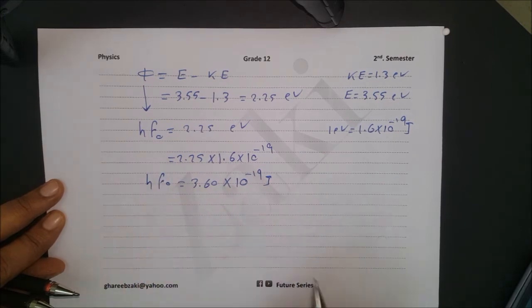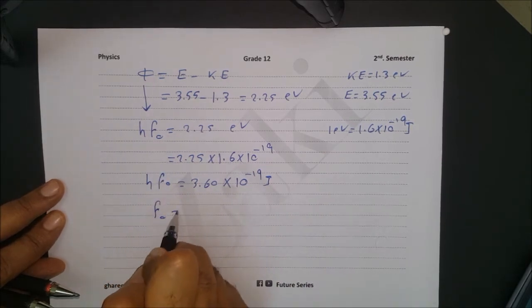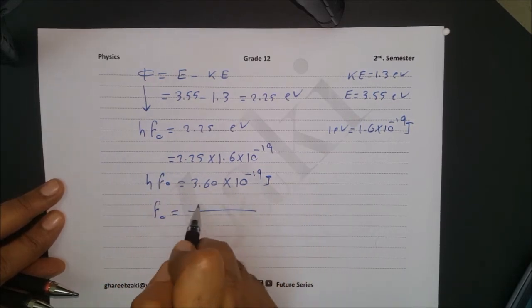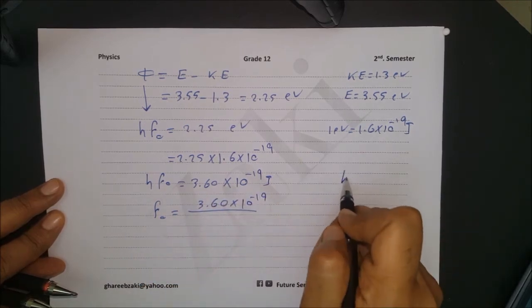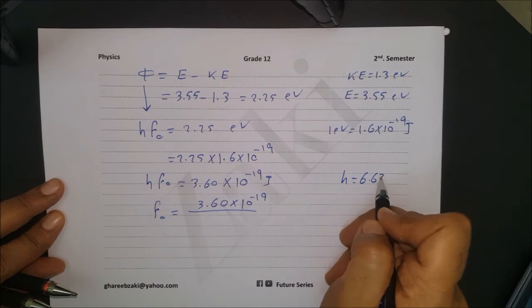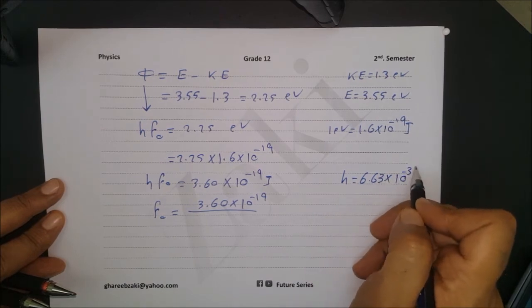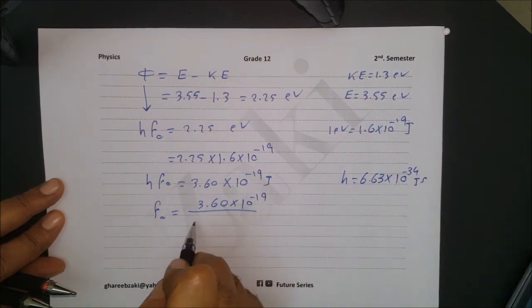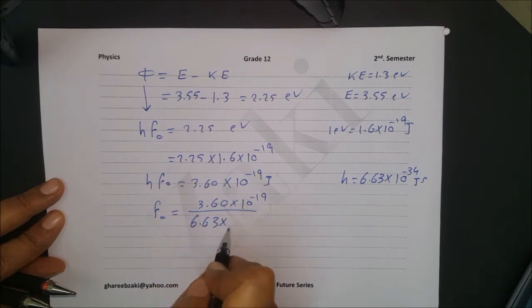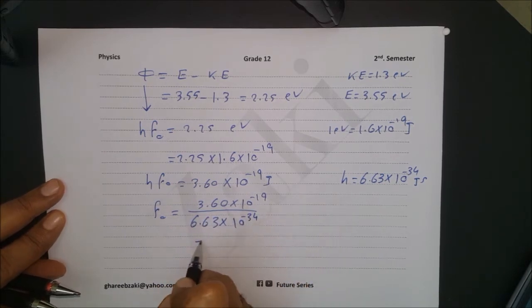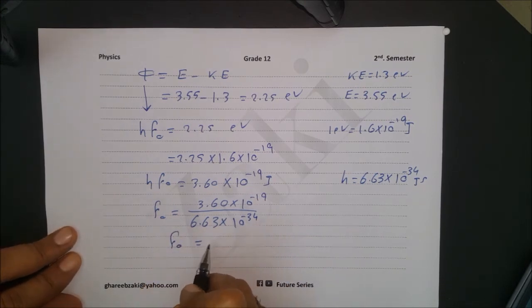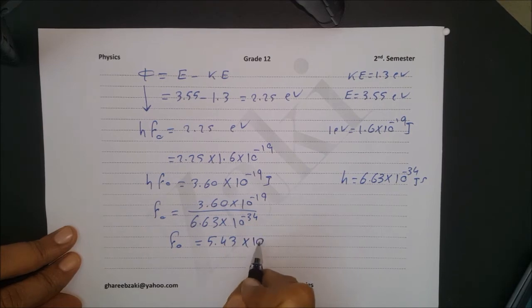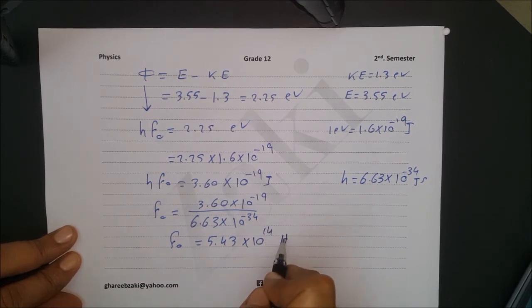This is hf naught. To get f naught, the threshold frequency, we divide by h. So it is 3.60 times 10 power negative 19, h equals 6.63 times 10 power negative 34 joule second. So we divide by 6.63 times 10 power negative 34. By using the calculator, f naught, the threshold frequency, equals 5.43 times 10 to the power 14 hertz.